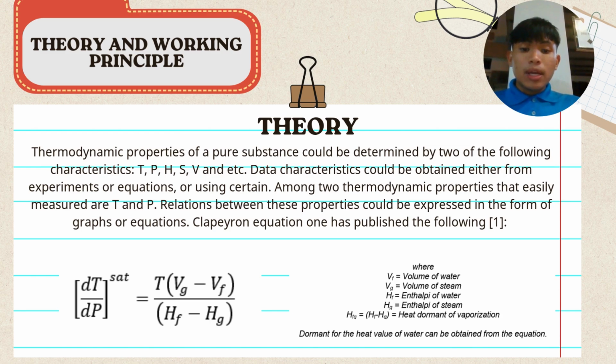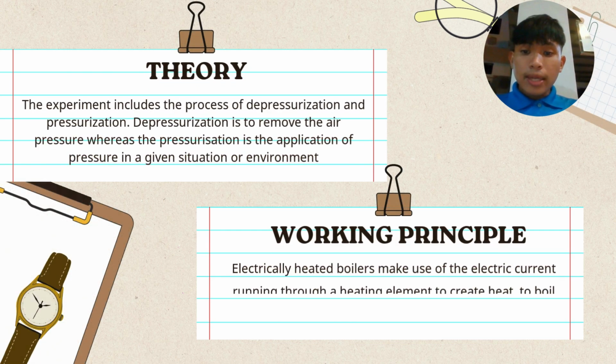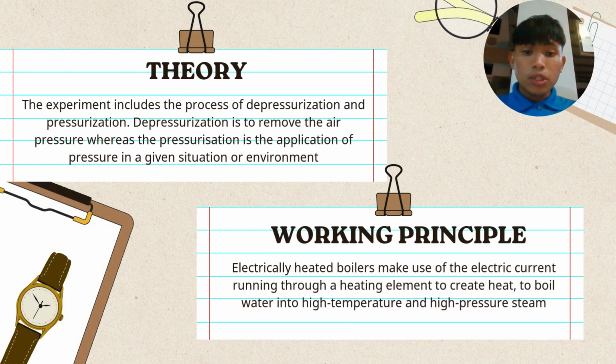The Clapeyron equation has been published as follows: dP saturated over dT equals (Vg minus Vf) related to (Hg minus Hf), where we have Vf the volume of water, Vg the volume of steam, Hf the enthalpy of water, Hg the enthalpy of steam, and the heat of vaporization.